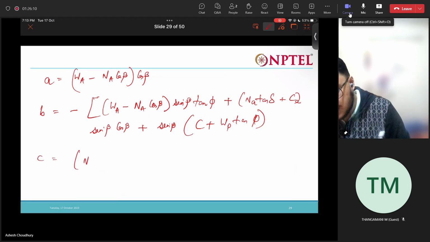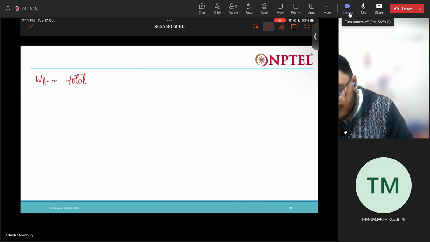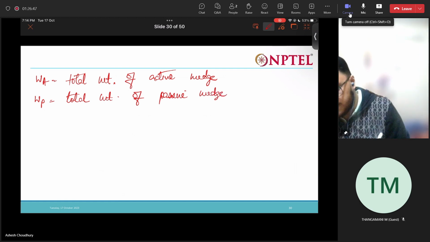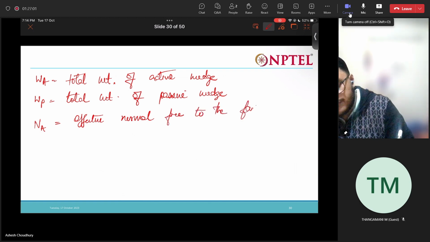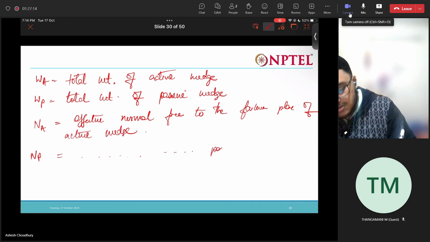C is A delta CA square beta. Wa is the total weight of the active wedge, effective normal force to the failure plane of the active wedge, and this is the same for the passive wedge.